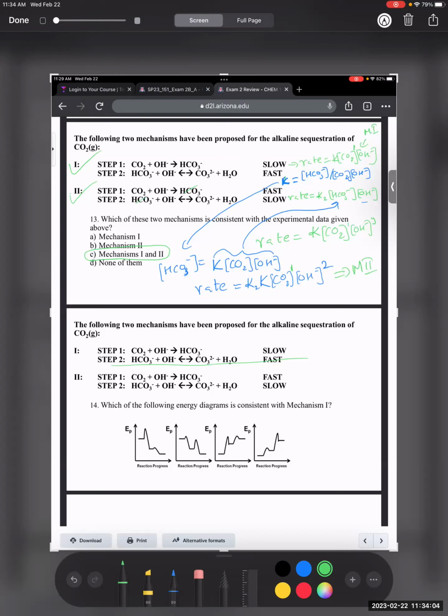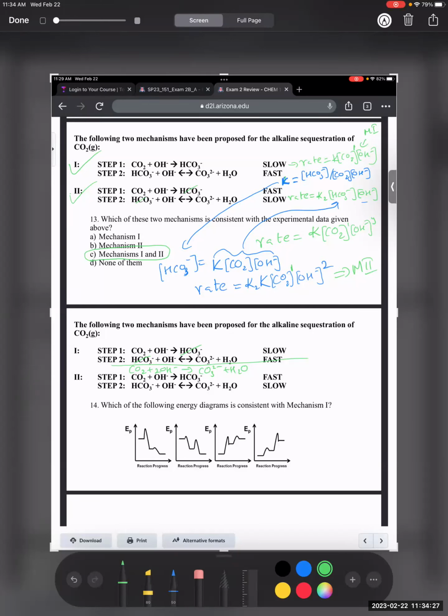Okay, overall reaction, you're going to need that. CO3 cancels out, you're going to get CO2 plus 2 OH minus becoming CO3 2 minus plus H2O. Okay, now anyway, what we know is the first step is the slower step.